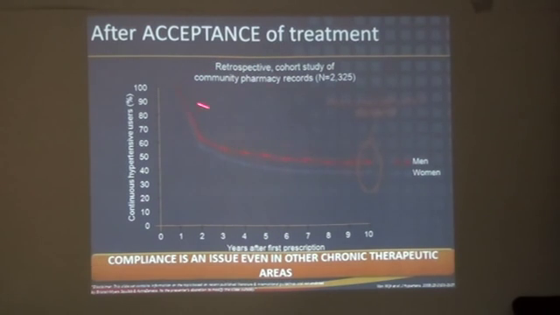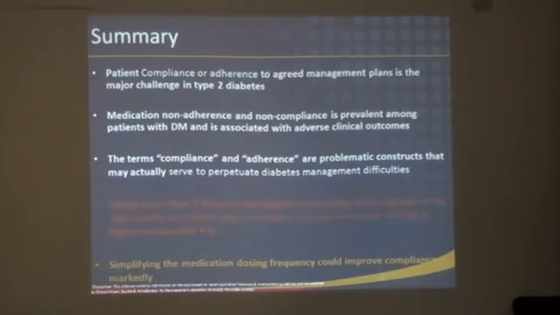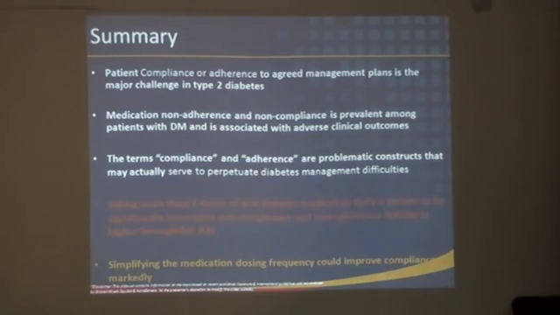This was done abroad in the community pharmacy, because as you can see, in the initial years the compliance is high, and as the years go on, it goes down and plateaus out. That means on average, after 3 to 10 years, they are only 50% compliant with your medication. So in summary, patient compliance or adherence to the agreed management plan is a major challenge. Taking more than 2 doses of antidiabetic medication daily is proven to be significantly associated with non-compliance, non-adherence, leading to higher HbA1c.